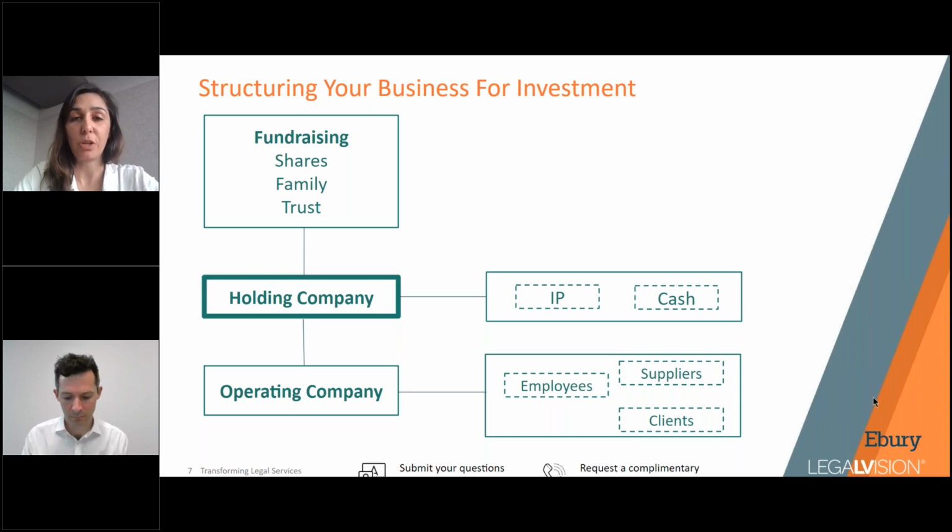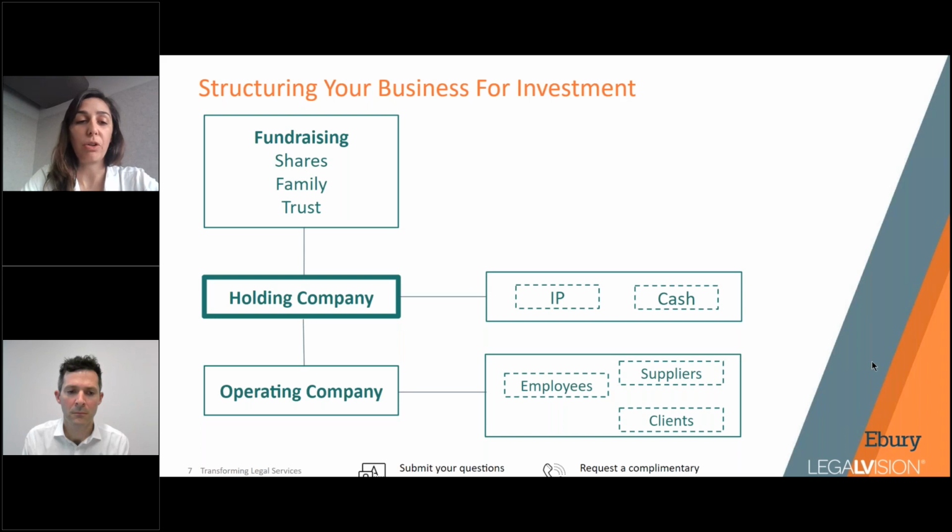Today's presentation focuses on businesses with a holding company in Australia. If your holding company is offshore, you need to get legal advice from lawyers in that country on the fundraising process. However, James's information today about the ways to manage your FX risk will still apply.